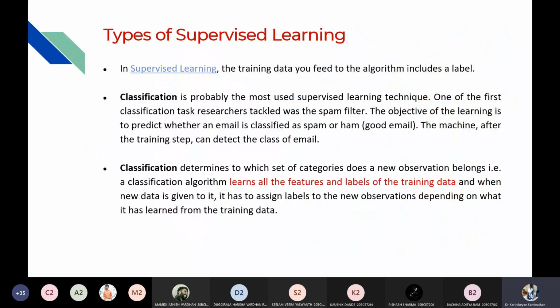So classification, as we know, we are learning all the features and labels of the training data in order to classify. A simple example of classification is your spam mails. Whenever mails are coming to the inbox, the spam filter is used to classify whether the mail is a good mail or spam. So ham or spam. It will classify the mail accordingly based on its features, right? There are n number of classification techniques used in supervised learning.